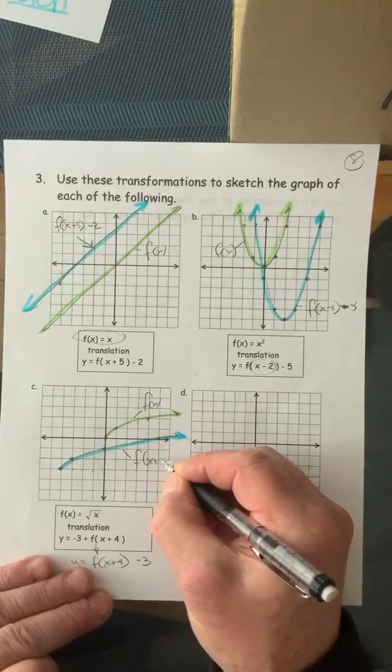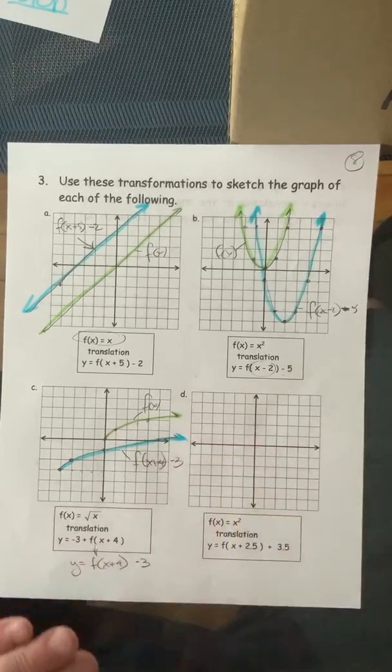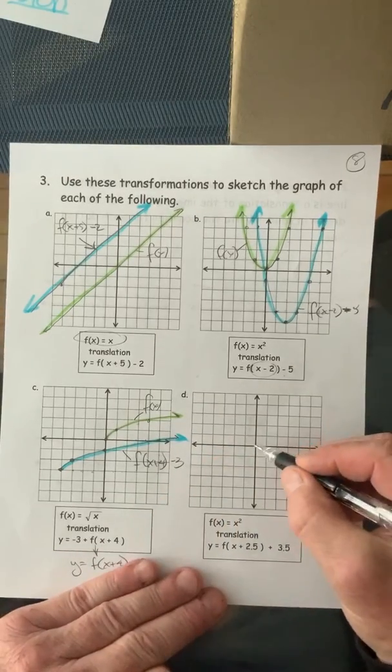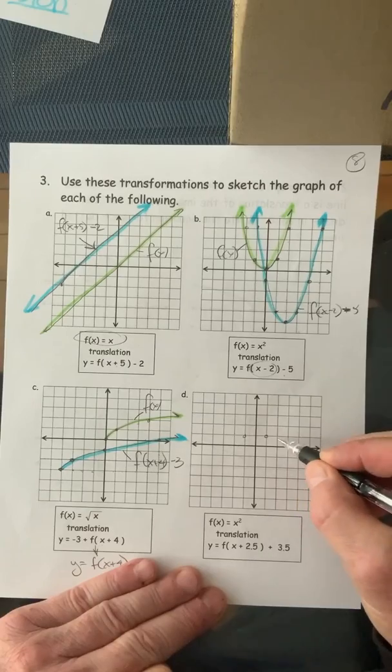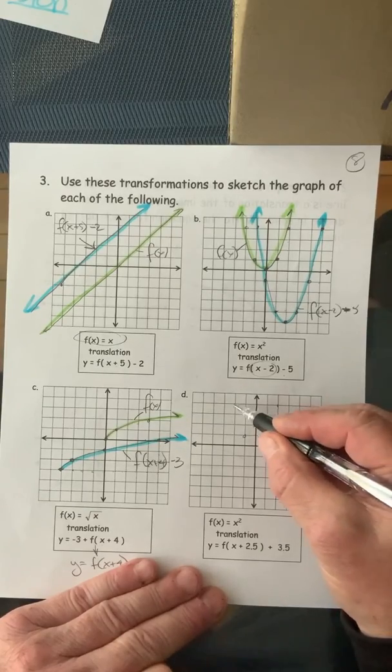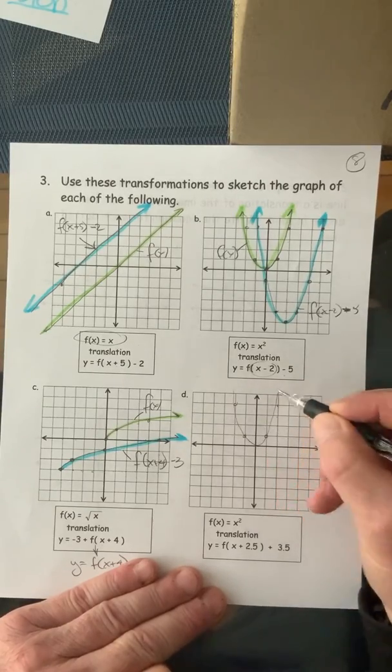F of x plus 4 minus 3. And here a quadratic again. Do you think it could be more original than this? 1, 2, 3, 4, 4, and we get this.